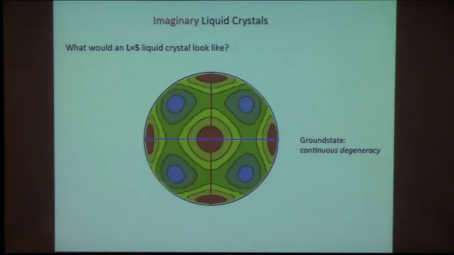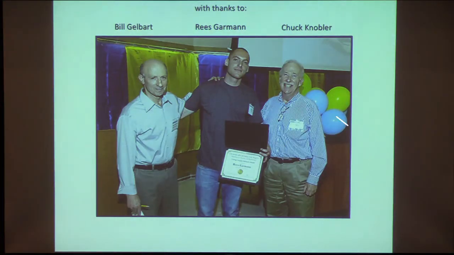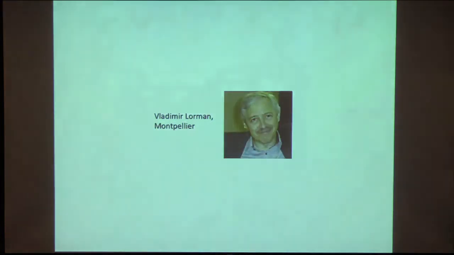I will skip that. This is the group which did all the work. Sanjay Dharmavaram did all the hard math together with Joe Rudnick. This is Emmy, the one-eyed Chihuahua. These are all the other members of my group. These are the experimentalists who did the hard work: Bill Gelbart, Lise Garman, who's at Harvard right now, and Chuck Knobler.